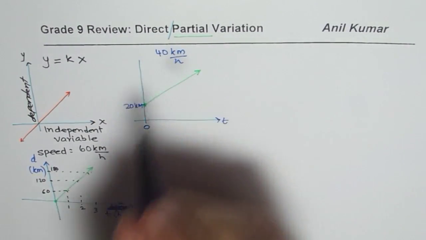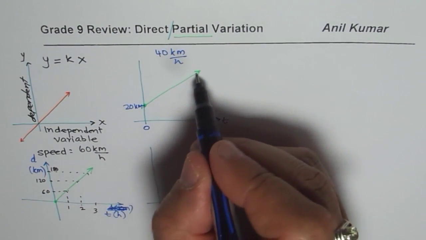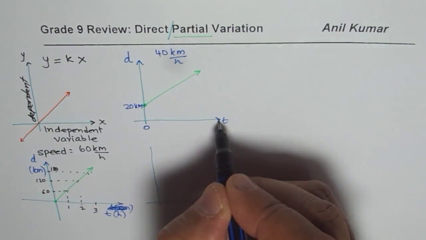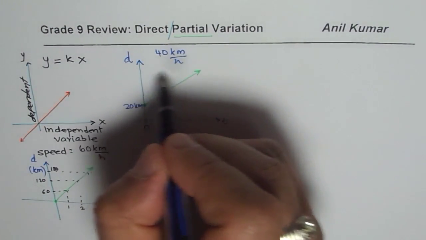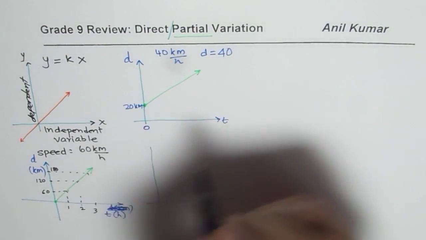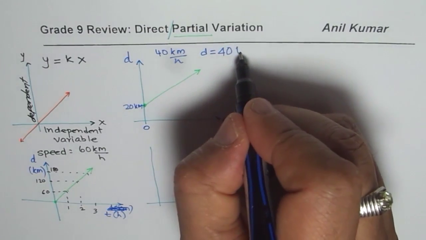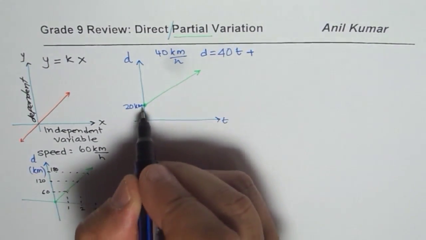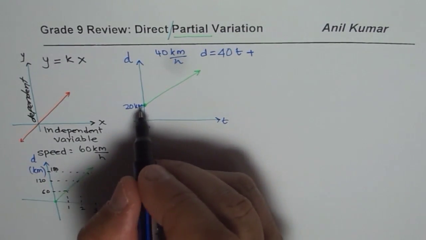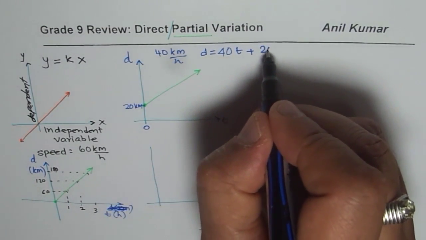In that case, the equation which represents the distance, which is dependent on time, can be written as distance equals 40, the constant speed, times time, plus the original distance, how much away you were initially when time was 0. In this case it is 20, so we'll write 20 here.